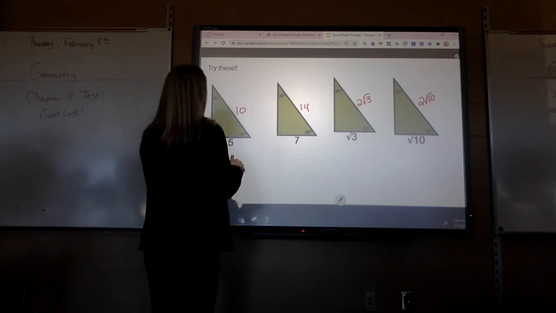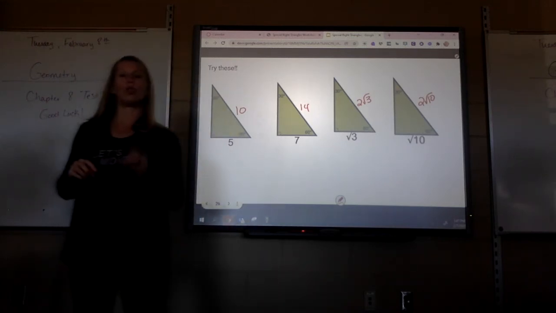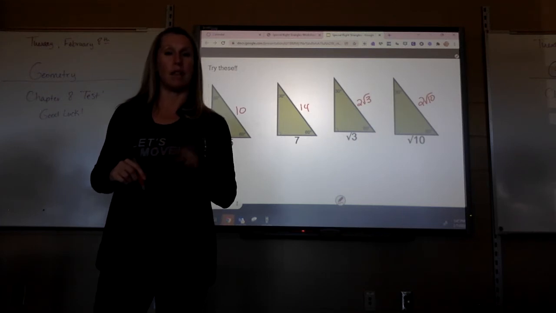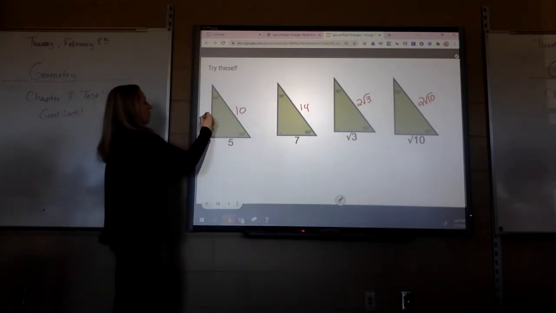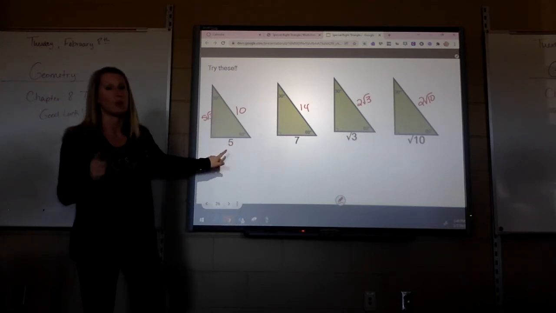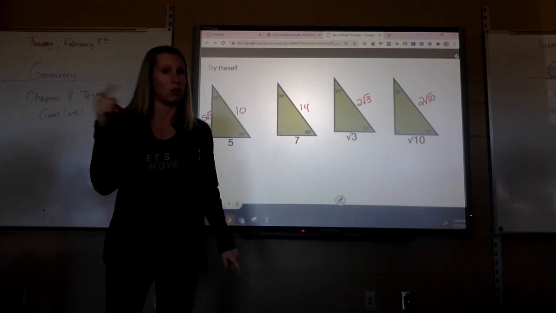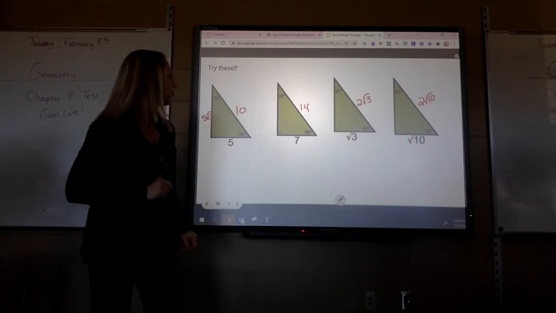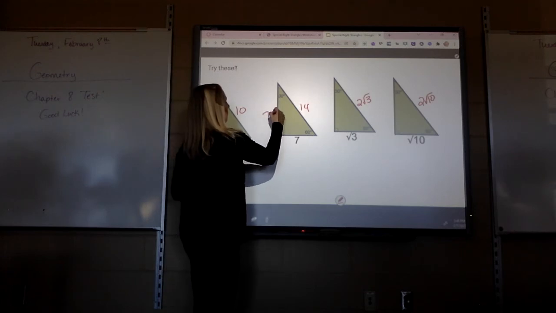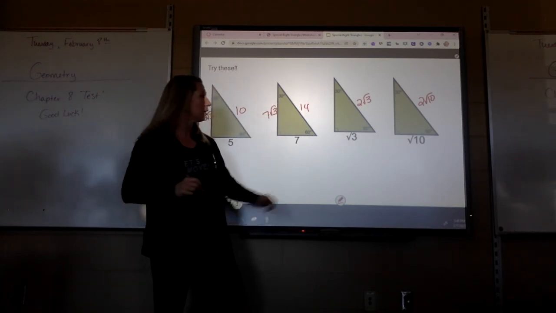Okay, now to get the long leg, it's the short leg times radical 3. So 5 times radical 3 would just be 5 radical 3. Remember to always go back to the short leg though. Don't use the hypotenuse. Everything revolves around the short leg. So 7 short leg, 7 times radical 3 is 7 radical 3.